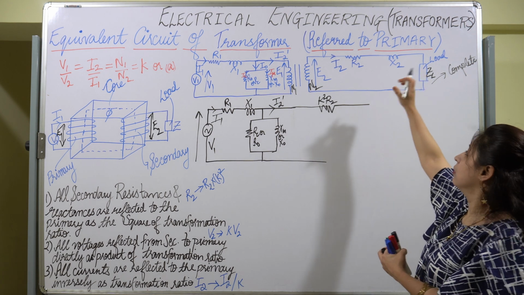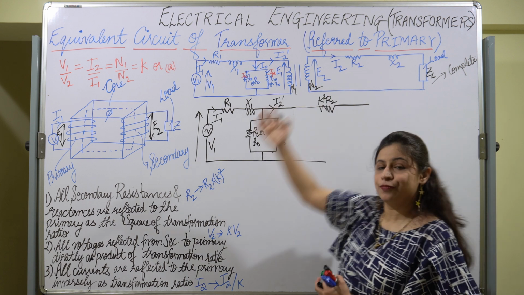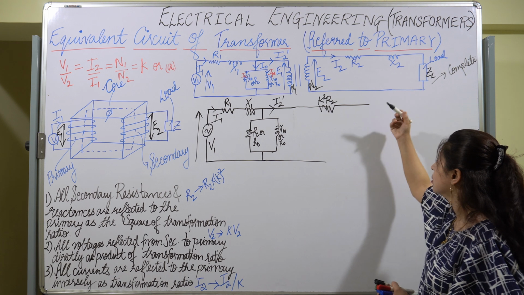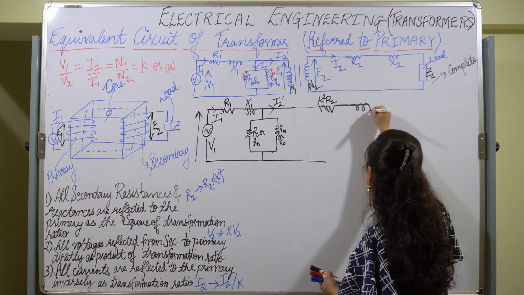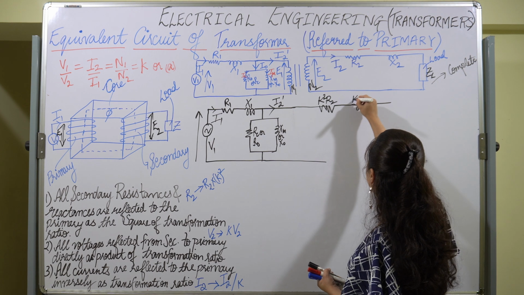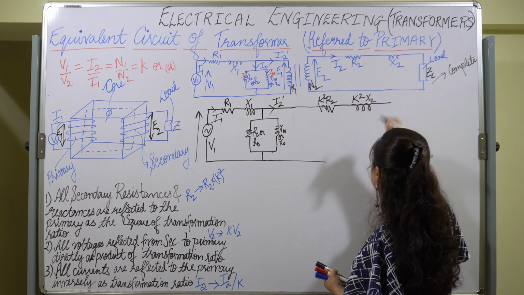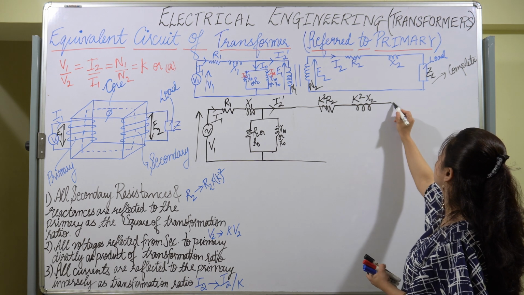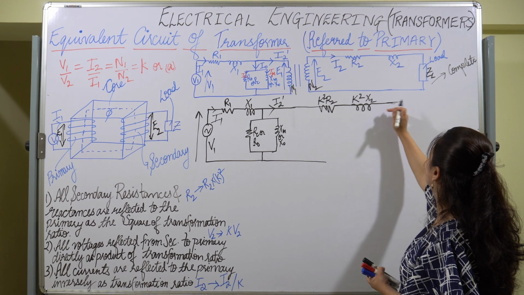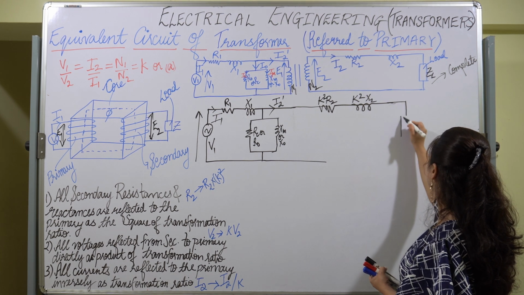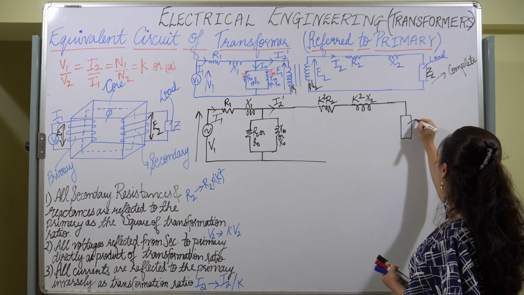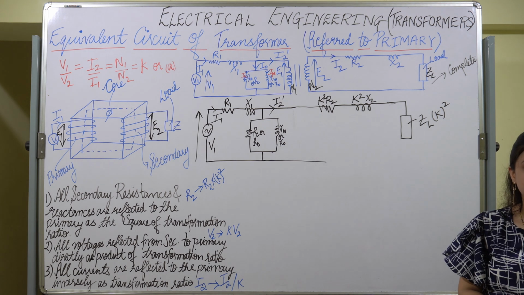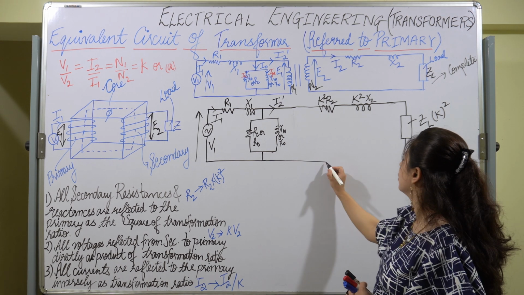The secondary resistance and reactances are shifted to the primary side. So now this is my reactance. This has to also be shifted to the primary side, so it will become K square X2. So now this is my load ZL, that will also be K square times.